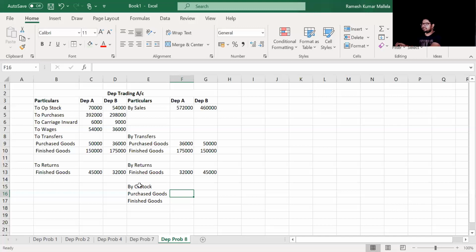In the question, he has told you both purchased goods and finished goods, both are mentioned. 24,000, 30,000, 1,02,000 and 62,000. Okay. So let us take them as it is. 24,000, 30,000. Okay. Then 1,02,000 and 62,000. So these are the values which are given to you.